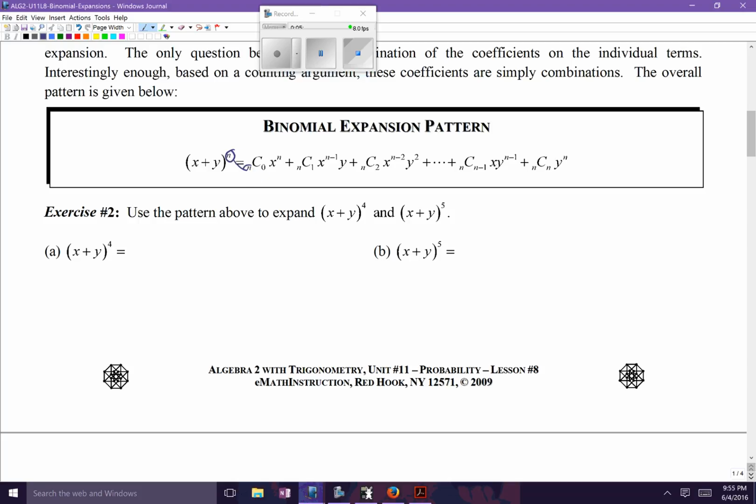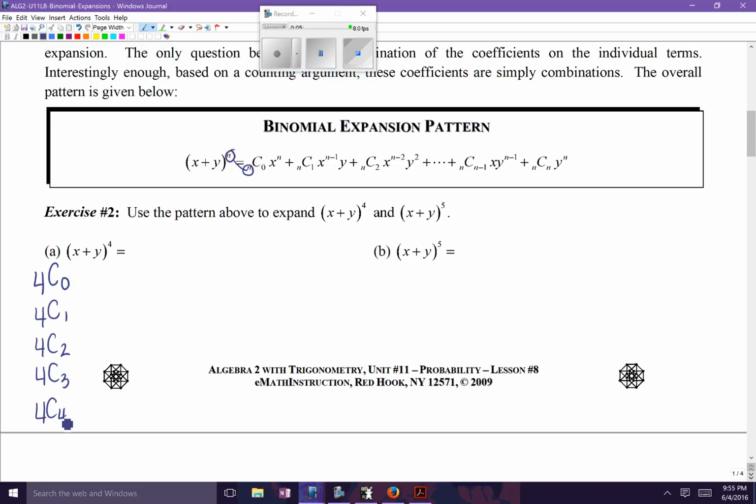That n value goes here. And then, all right, so let's see. Actually, I think I don't even want to go through the formula yet. I want to show you the example. So if I was to expand the quantity of x plus y raised to the fourth, it's going to be 4 choose 0. Then I'm going to do 4 choose 1, 4 choose 2, 4 choose 3, 4 choose 4.